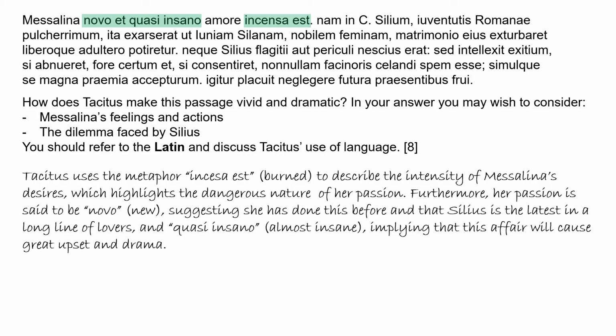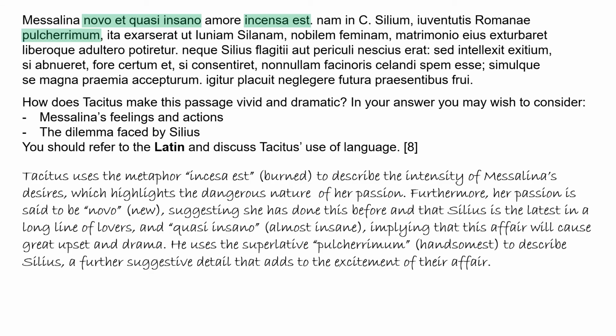So what strikes me next that is simple? I'll tell you. Everybody forgets about superlatives. Superlatives count as a style point, and it's not just meaning and content. So I'm already making a different kind of point here. He uses the superlative pulcherrimum, (handsomest), to describe Silius, a further suggestive detail that adds to the excitement of their affair. Just like these days in Hollywood and sport. We're interested in what beautiful people get up to. So that's all relevant. Nice, easy point. Let's move on.